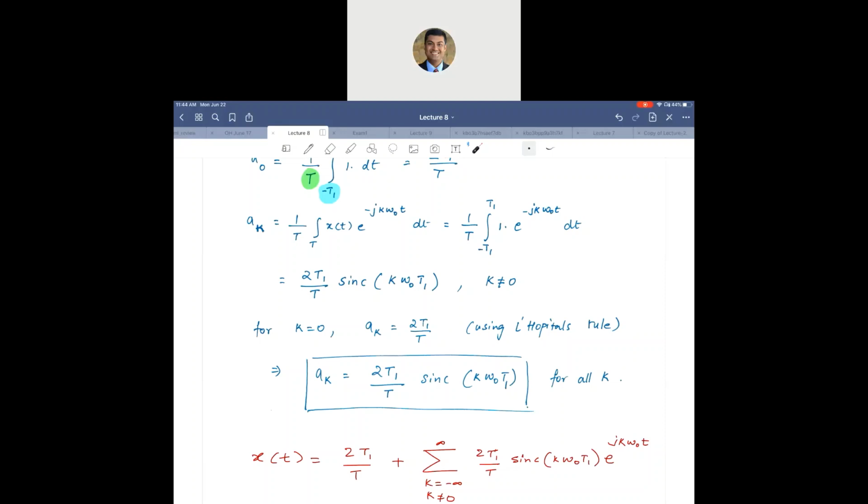Now in the previous example, our capital T was 4, omega naught was pi divided by 2. So if you plug those into here, you will see that, T1 was what? I believe T1 was negative 1 to 1, so 1. If you plug those numbers in, you will see that this will satisfy the previous answer. So that's a result that you are going to use multiple times.